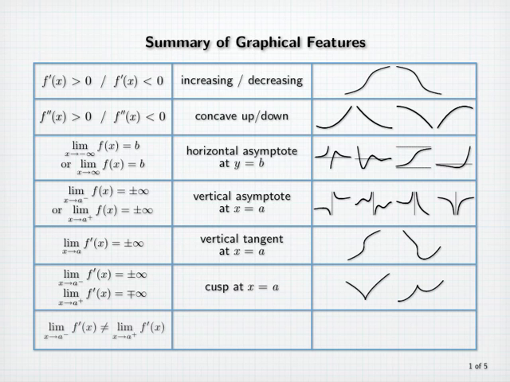If f is continuous at x equals a, and if the two one-sided limits of the derivative as x approaches a both exist but are different, that is, if f prime has a jump discontinuity at x equals a, then the point a, f of a is a corner point. That is, it's a point where the slope of the graph makes an abrupt change.